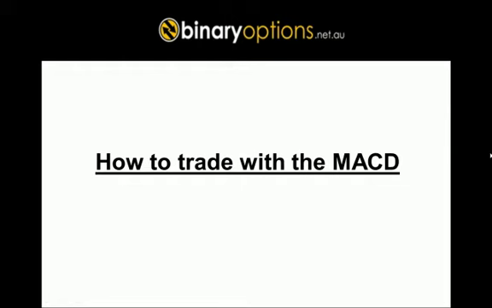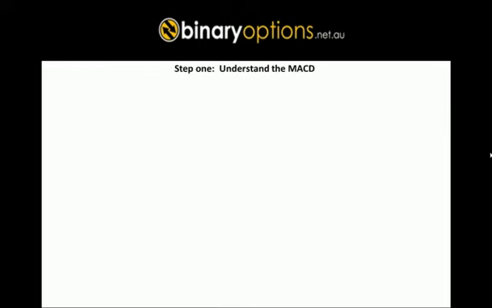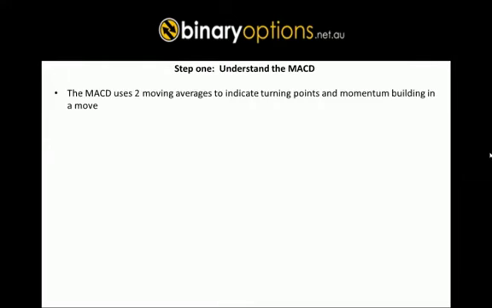binaryoptions.net.au and today we're going to teach you how to trade with the moving average convergence divergence, or the MACD. The first thing we're going to go through is the overall indicator and how to understand the MACD. The MACD uses two moving averages to indicate turning points and momentum building in a move.